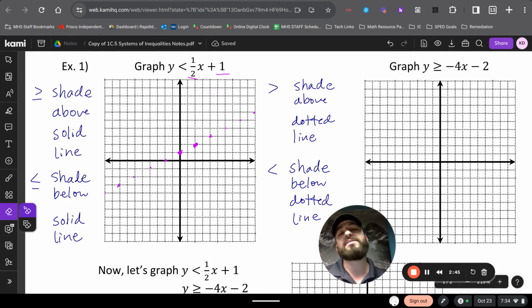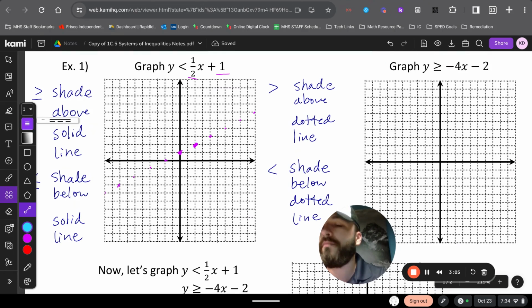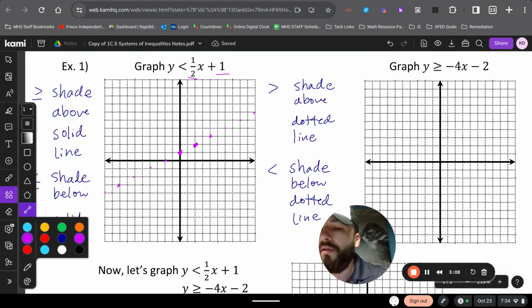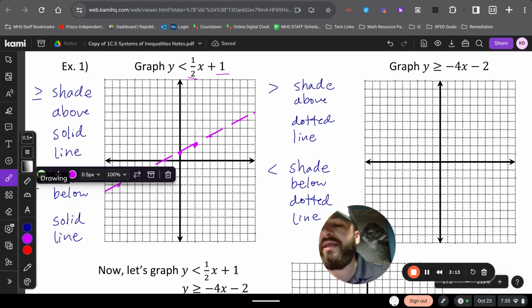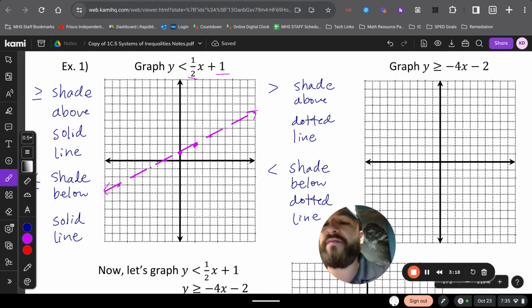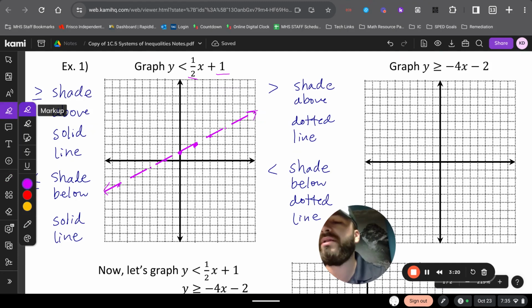If it's just a less than or a greater than, so not equal to, we're going to use a dotted line for our graph. If it is an equals to, though, which means we want to equal that line, we're going to use that solid line instead. So our inequality here for our graph is a less than sign, so we're going to use a dotted line. And then it is a less than sign once again. So instead of shading above, we're going to shade below.